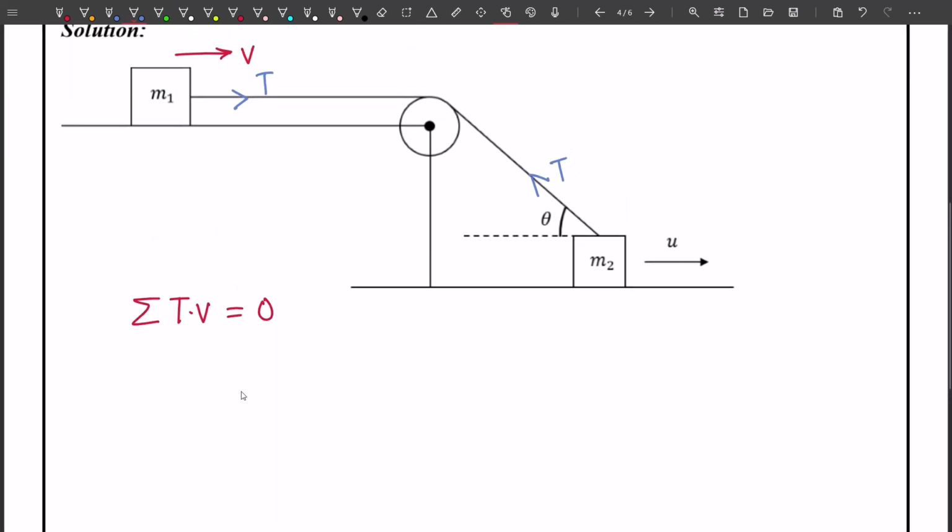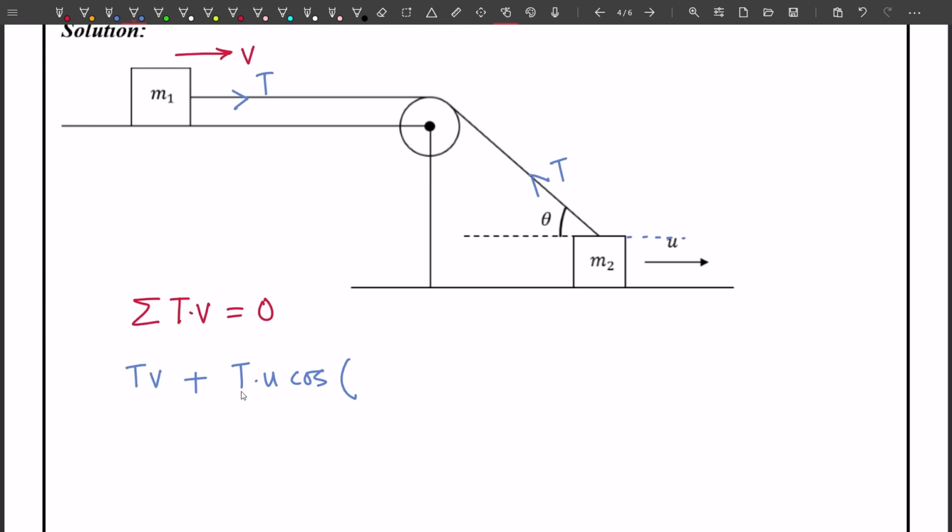Now simply for mass m1 the tension is T and velocity is v. The angle between them is 0, so cos 0 is 1. Plus for the second mass we can write the tension T and the velocity is u, and cos of the angle between tension and velocity u. So what will be the angle?